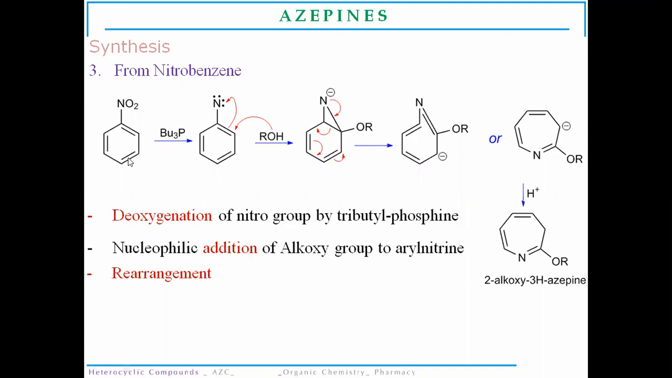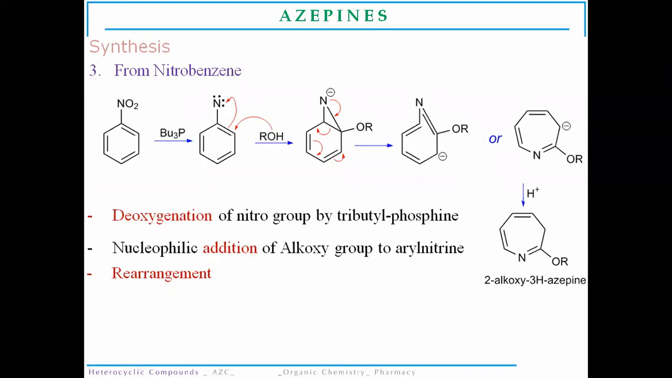So this nitrobenzene is deoxygenated in the presence of tertiary butyl phosphine. This reaction requires the presence of alcohol, either a primary alcohol or a secondary alcohol, but fails in the presence of phenol. This is a very important point which we are going to keep in mind: this particular synthesis of azepine from nitrobenzene requires the presence of primary or secondary alcohol, but it will not work in the presence of phenol.